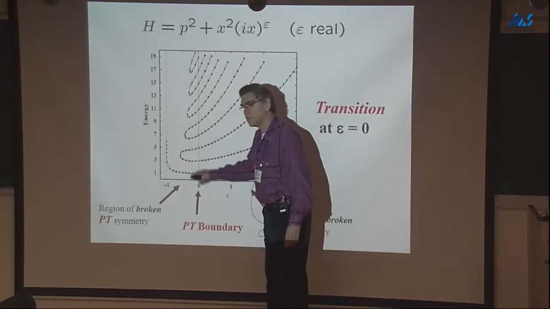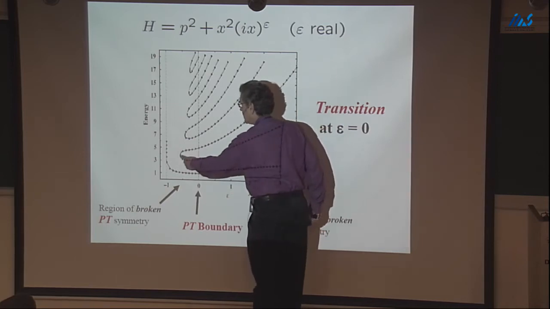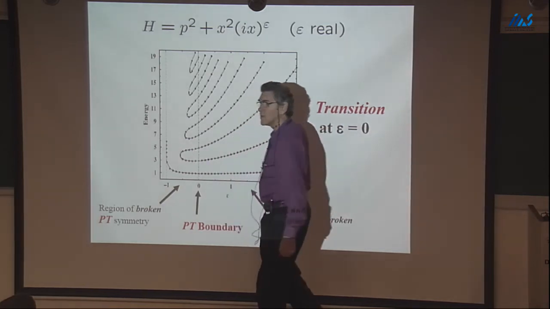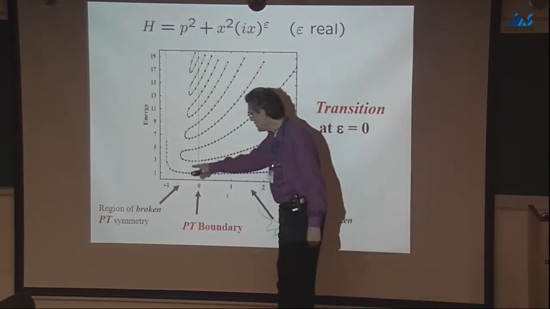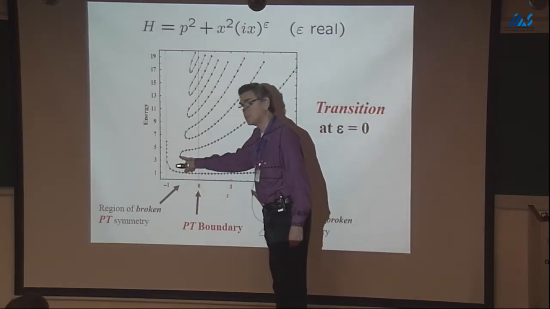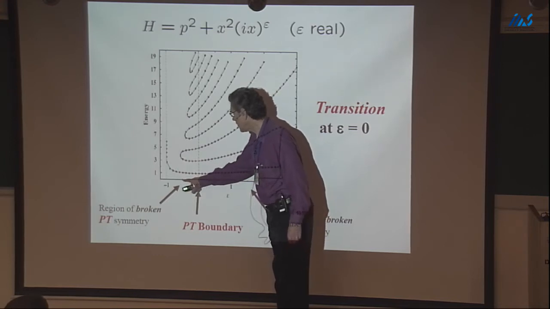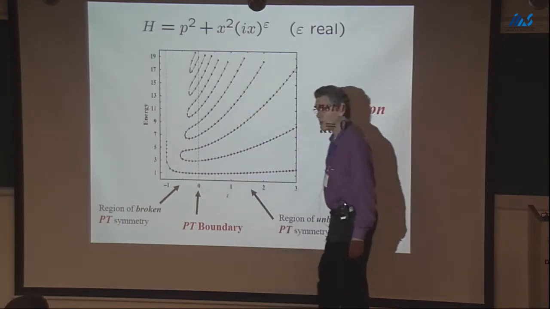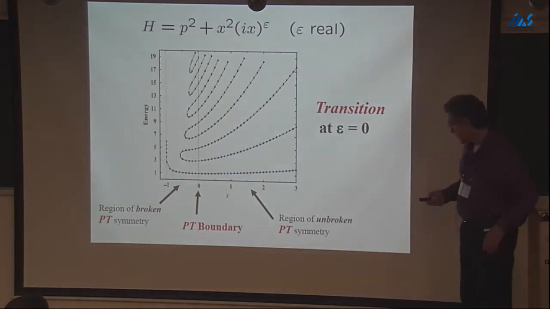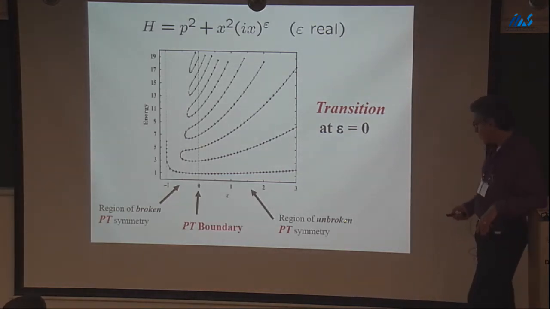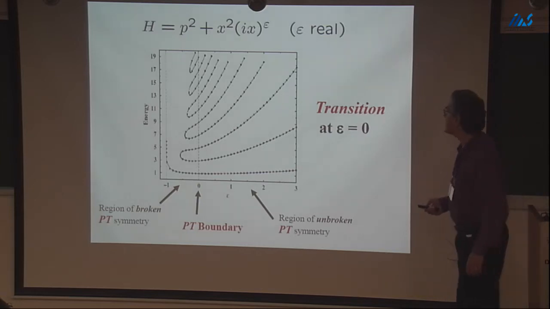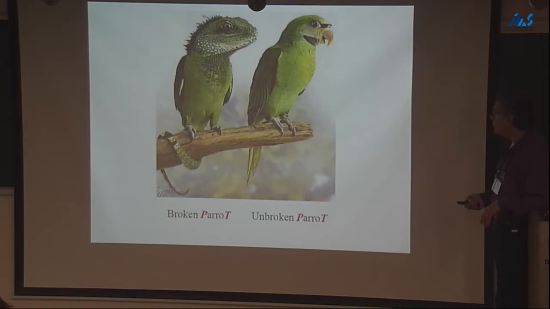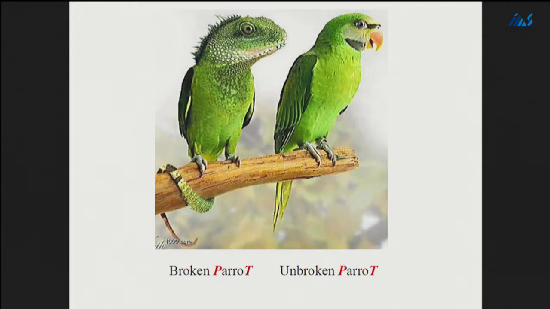A lot of people like to call this exceptional points here. And this is where the energy levels come together and become degenerate. And you see that these points, these values of epsilon at which these degeneracies occur, approach epsilon equals 0 from below. So this is called the region of unbroken PT symmetry, where the eigenvalues are real, and the region of broken PT symmetry, where some of the eigenvalues are complex. So you should remember there's a region of broken PT and a region of unbroken PT.